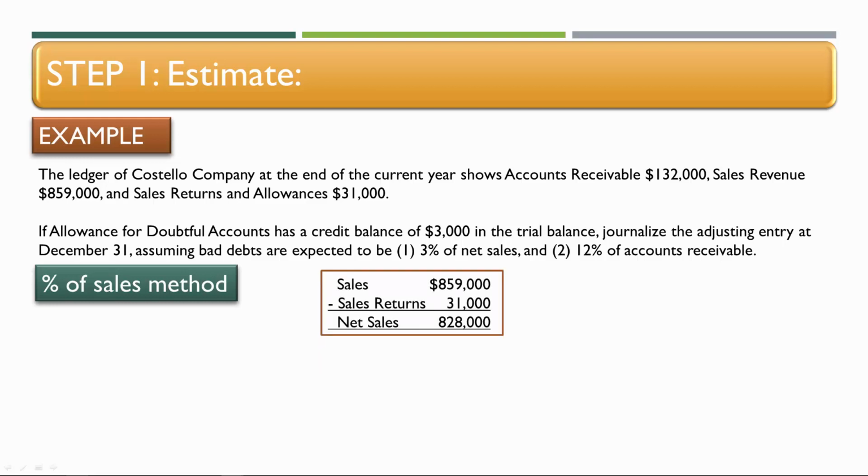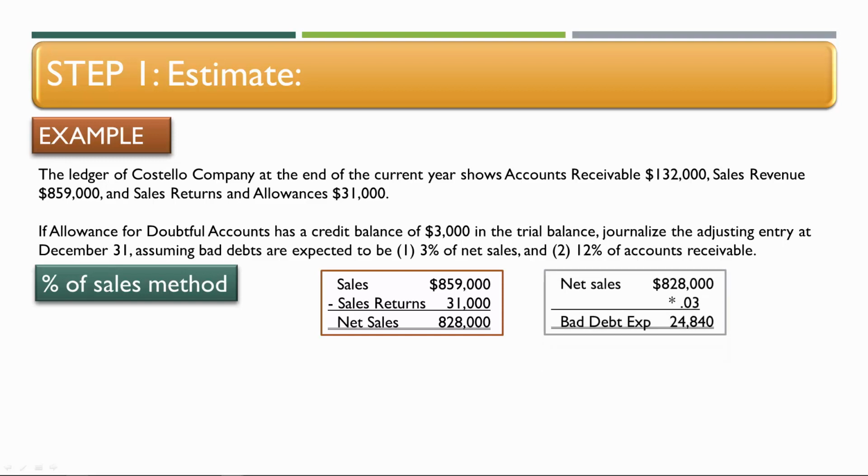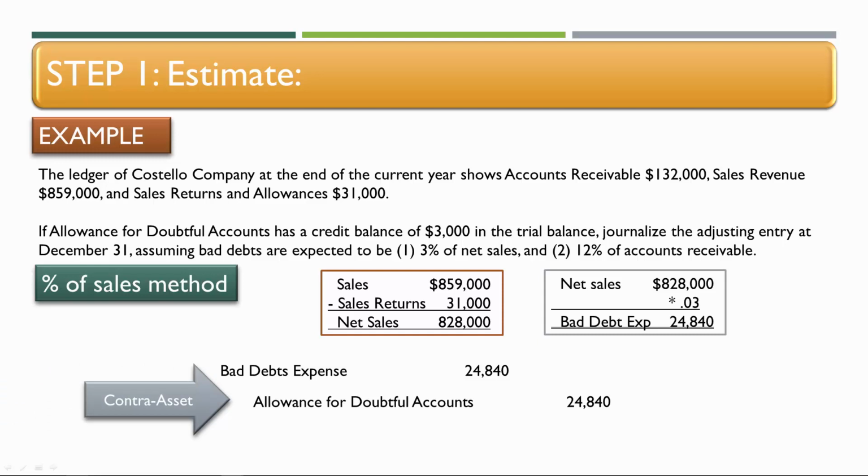So the first thing we need to do is calculate our net sales by taking our sales minus the sales returns, and we determine that our net sales then are $828,000. Then we can calculate that if we expect not to receive 3% of that, that comes out to $24,840. And so under the allowance method, using the percentage of sales to calculate the allowance, we would debit bad debt expense and credit allowance for doubtful accounts for the $24,840. So again, the bad debt expense is an expense account, and now we have an account called the allowance for doubtful accounts, which is a contra asset.